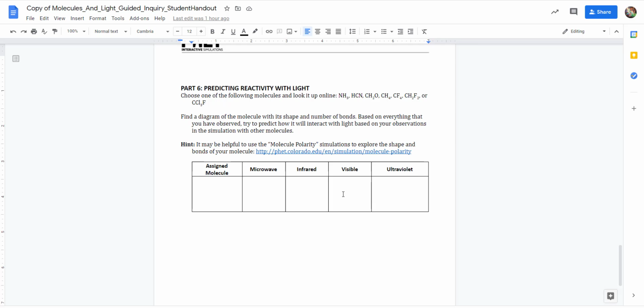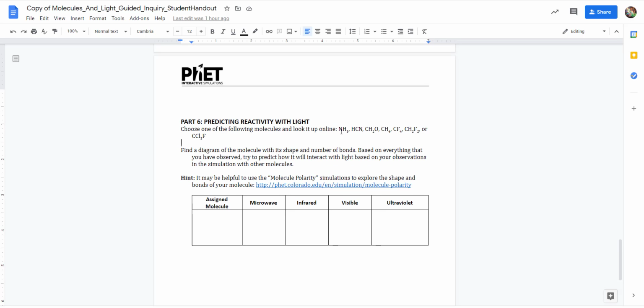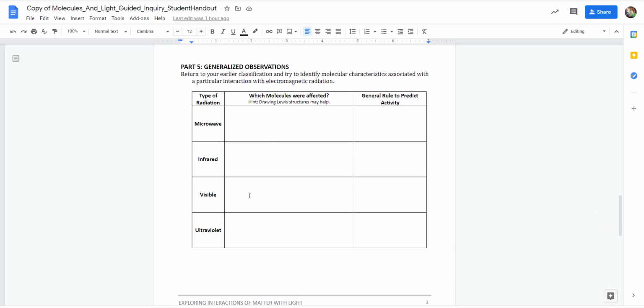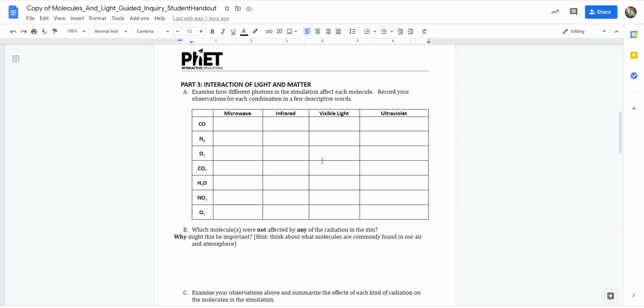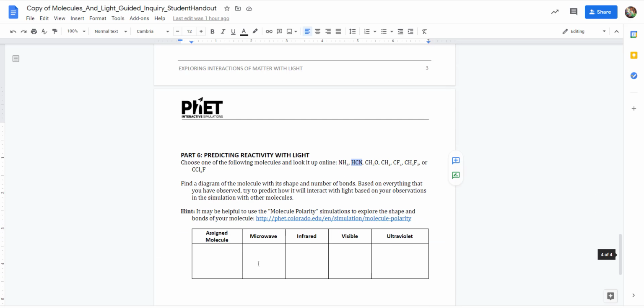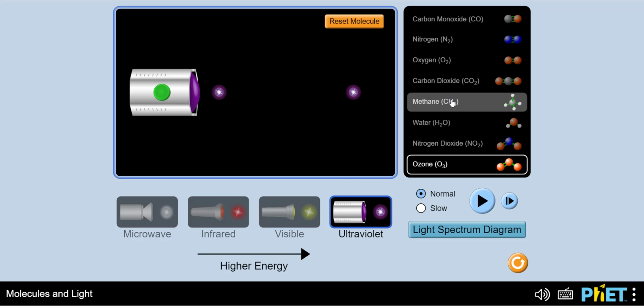Use the information that you've gathered so far, do a little bit of looking to see what these molecules look like, find a diagram, and then predict based on what you know from your observations and all the diagrams and tables that you filled in here. What do you think that this molecule that you pick from this list will do? You can't test it, so it's just a hypothesis, because these molecules don't exist in the simulation that we're using. But use your deductive abilities and try to make a prediction.